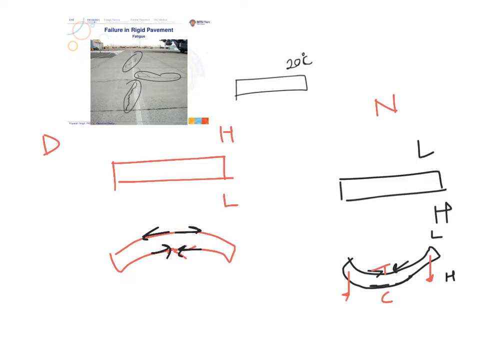But again there will be self weight of the concrete and that will try to pull this pavement downwards, and because of this the resultant strain or ultimate strain on the top surface will be compressive in nature and tensile at the bottom. So the ultimate strain developed during the daytime in the pavement top side will be compressive and bottom side will be tensile, and during the night the top side will be tensile and bottom side will be compressive.